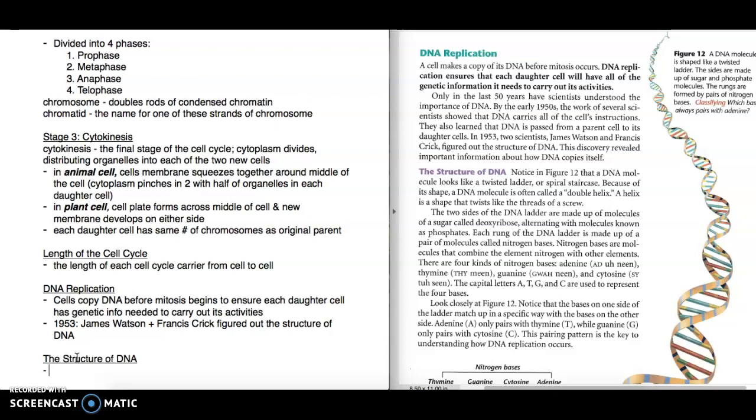The first thing that I learned when I was reading this section was that the shape of the DNA molecule has a name. The DNA molecule is called a double helix.